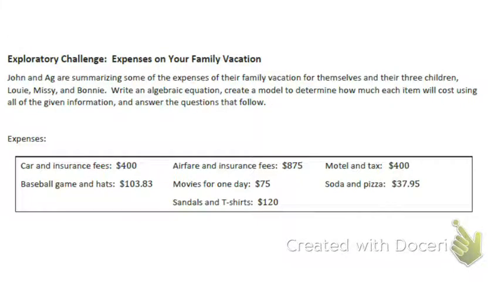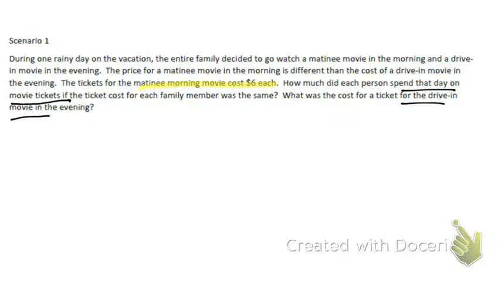Well, first of all, we know there's 5 people, right? There's 5 people on the trip. John, Ag, and the 3 kids. So where's the movies? Right here. The total for the movies for one day is $75. So for everybody, it's $75. So we can just go ahead and put that just right here. You guys don't have to write it down. You can if you want. Total is $75. Okay, so we know that.